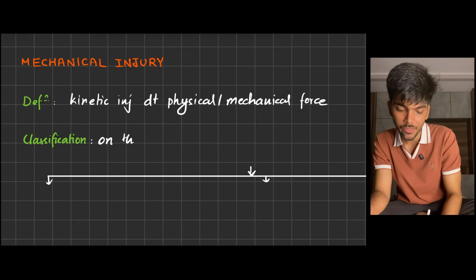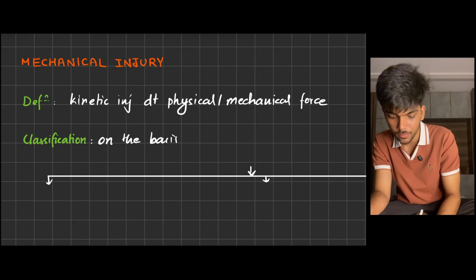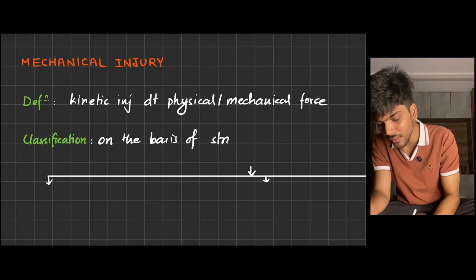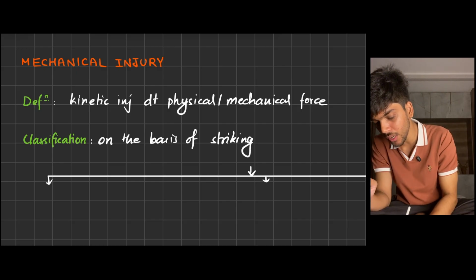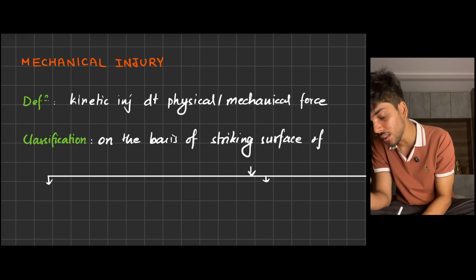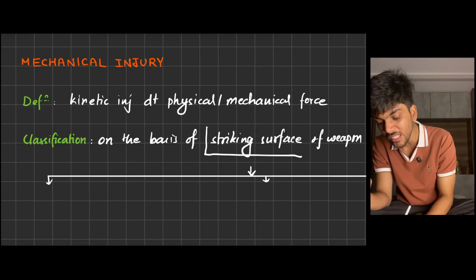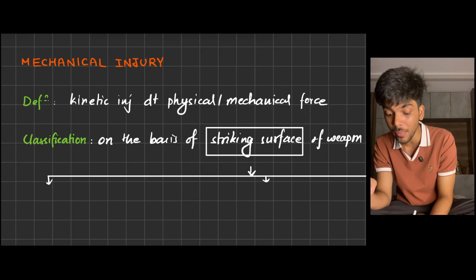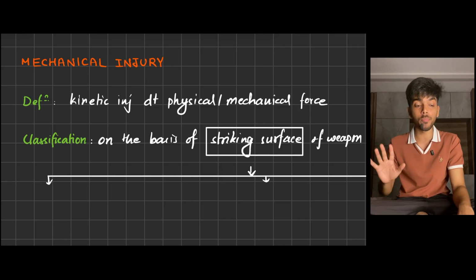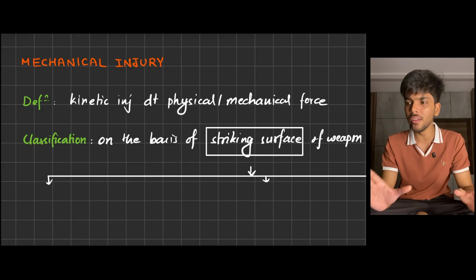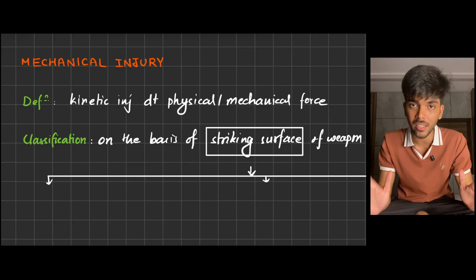Alright, classification. Mechanical injury is classified on the basis of striking surface. I repeat, listen carefully. On the basis of, a lot of you guys get it wrong, striking surface of the weapon. It is not classified just on the basis of the weapon itself, but instead on the basis of the striking surface of the weapon. It's not mentioned in lots of books, and even teachers while teaching don't explain this properly.